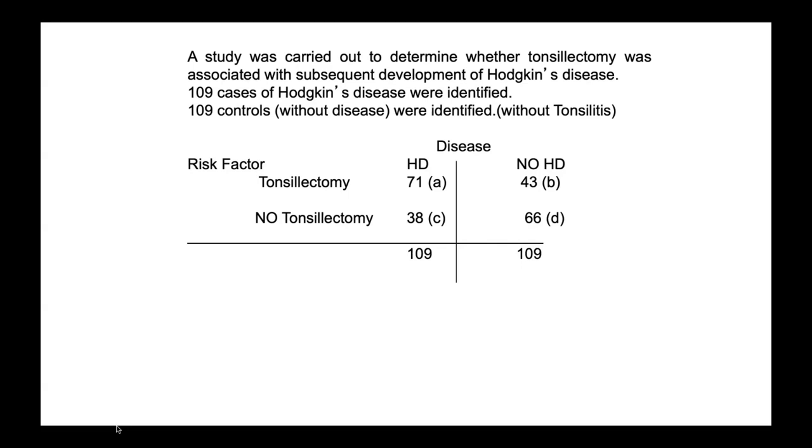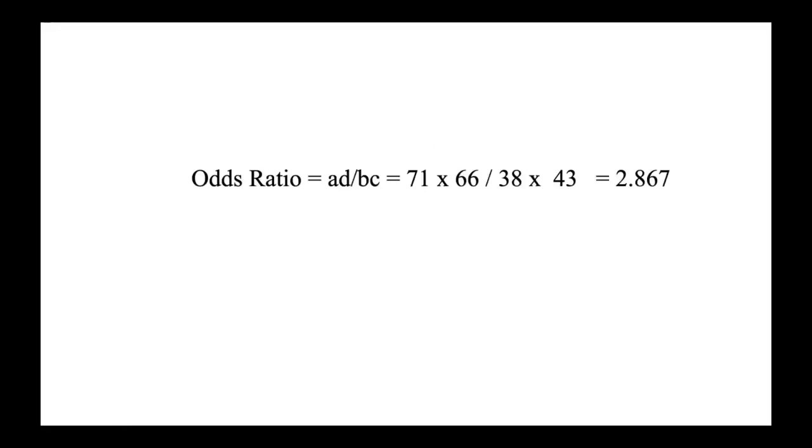What is it showing? What do you mean by 2.8? It is more than 1. So there is an association. Why? Whether tonsillectomy was associated with Hodgkin's? 2.86 is more than 1, so it is associated. Yes, good. So this is 2.8, which means your hypothesis was correct.